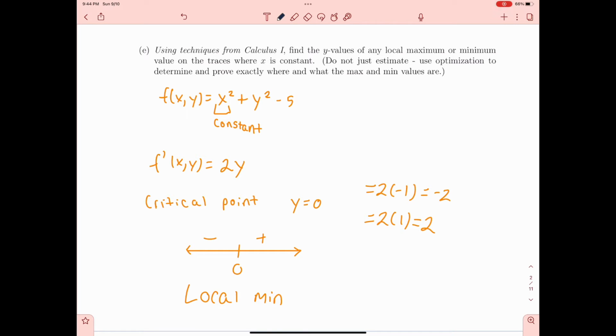Now, in order to find if this is a local max or a local min, we have to plug in a value less than 0 and a value greater than 0, which I chose negative 1 and 1. Plugging in negative 1 gives us a value of negative 2, and plugging in positive 1 gives us a value of positive 2. Since the value less than is negative and the value greater than is positive, this means that at y equals 0, this function has a local minimum.